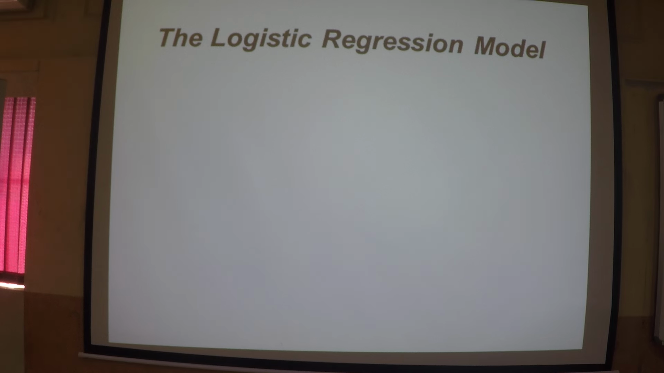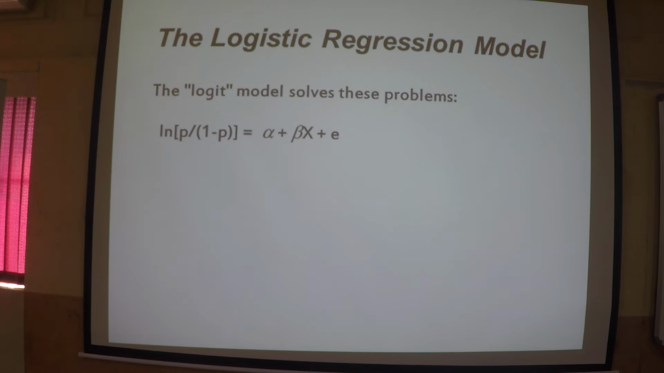You can't. Okay. The logistic regression model. Therefore, we have the logistic regression model. We have seen in the last class that the logistic regression model solves the problem: the log of p upon 1 minus p is alpha plus beta x plus e, where p upon 1 minus p is the odds ratio. So we write the natural log of the odds ratio as a linear function of alpha plus beta x plus e, right? But that's not the reason why it's called the logit model, okay?